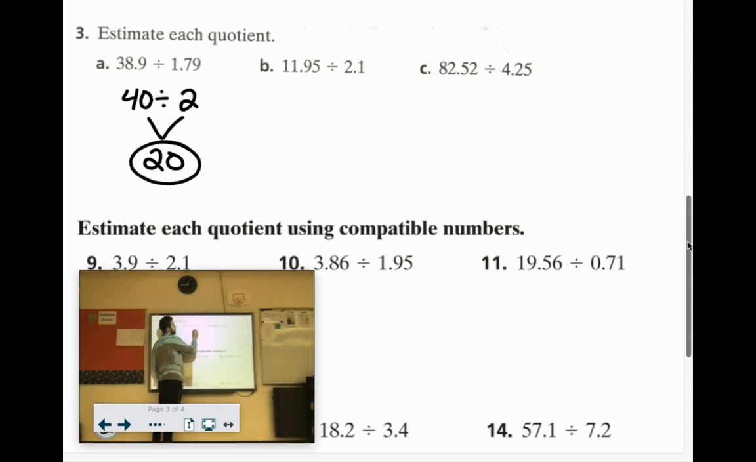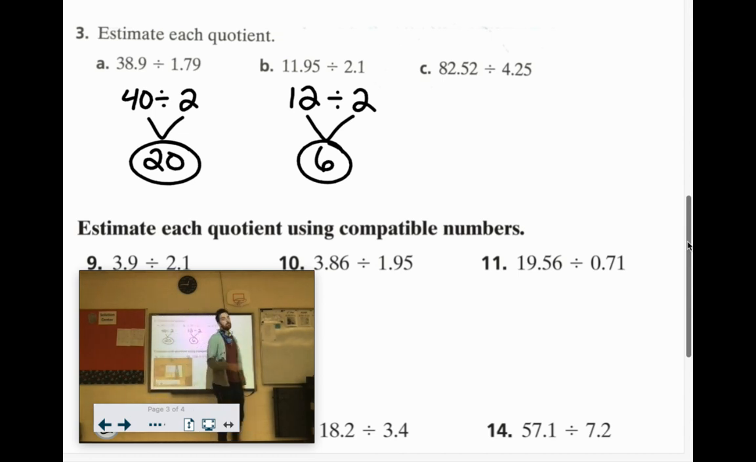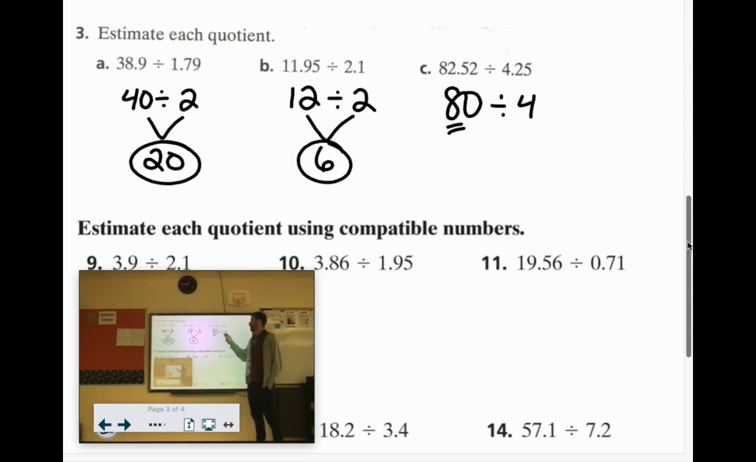11.95 divided by 2.1. Let's say divided by 2. 11.95 is pretty close to 12. 12 divided by 2 is 6. 82.52 divided by 4.25. Let's call it divided by 4. 82 is pretty close to 80. And I know what 80 divided by 4 is. 8 divided by 4 is 2. So 80 divided by 4 would be 20. So let's see how many we got here.